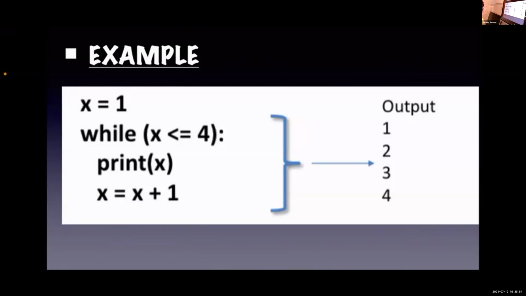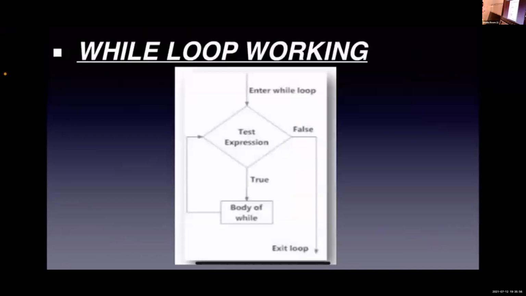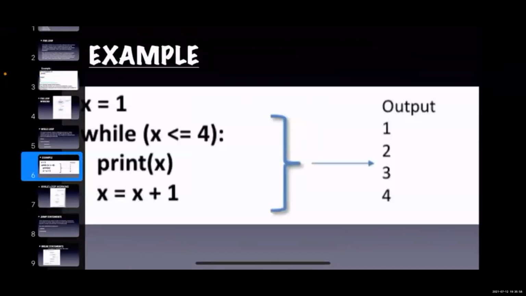Aryan, explain how it happened. First, the while loop will check if the given value is less than or equal to 4. Then it will print the statement, x equal to x plus 1. Then if the condition is true, then the output will be 1, 2, 3, and 4. Okay, continue.